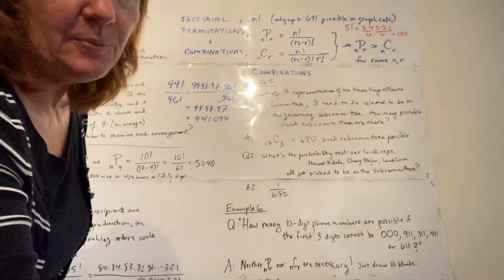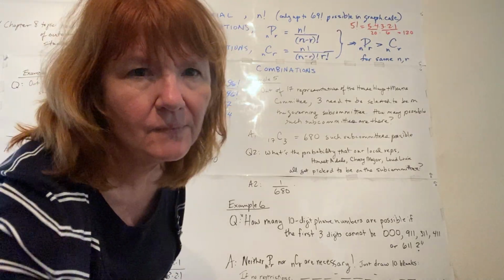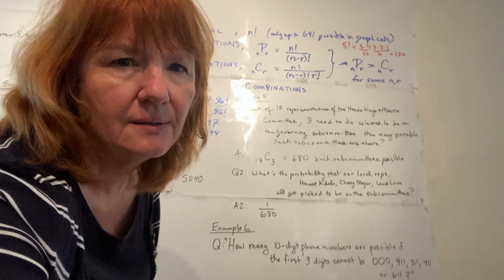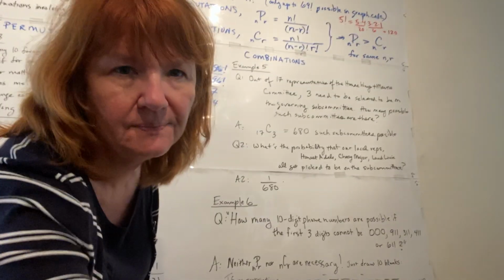Looking at the formulas for permutations and combinations, I think you guys can see that. Where is the glare? How about there? That's better. Okay, so look at this formula.